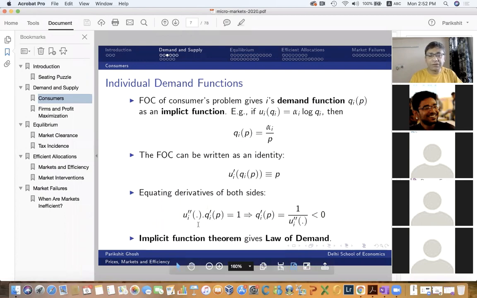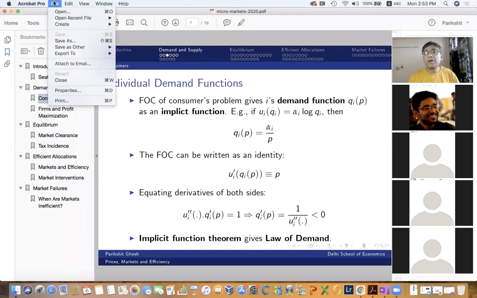So this product equals the derivative of the right-hand side, which is 1. And now by pulling this thing down over here, we get that the slope of the demand function is equal to the reciprocal of the second derivative of the utility function. And now we can see the connection that I just claimed, right? The law of diminishing marginal utility tells us that this second derivative is negative, which means the slope of the demand curve itself will also be negative. So that's a proof that the law of diminishing marginal utility implies the law of demand.